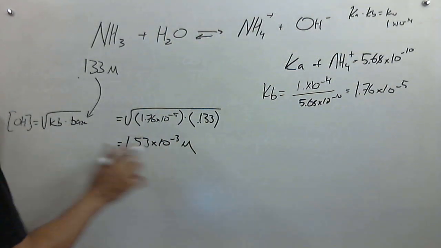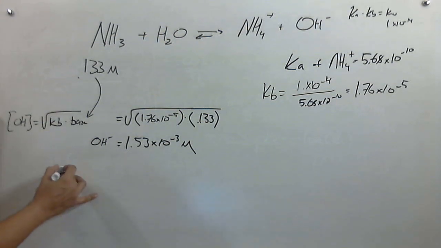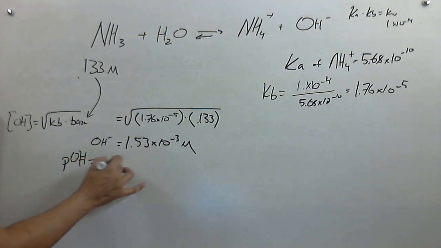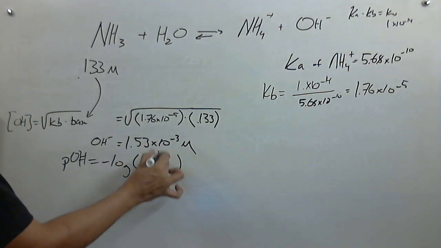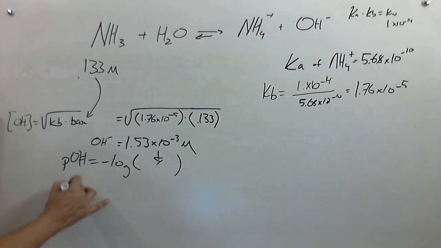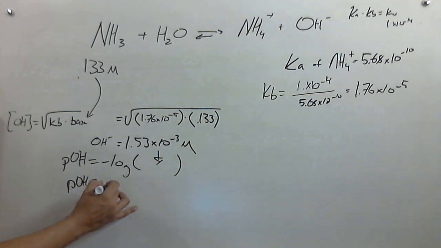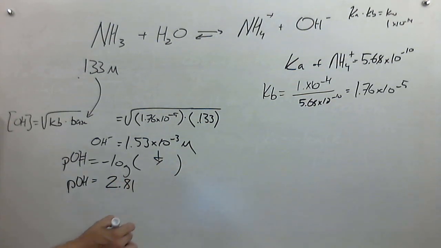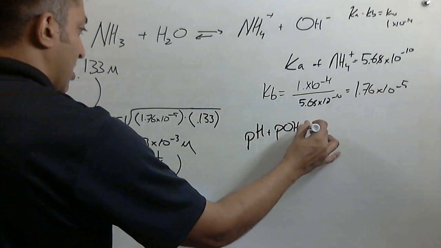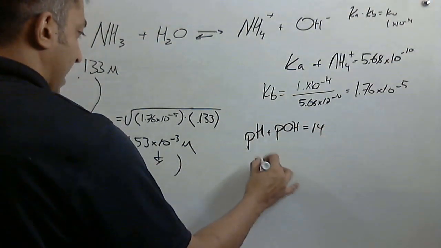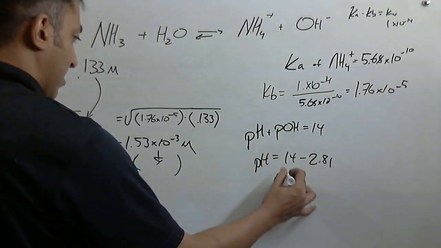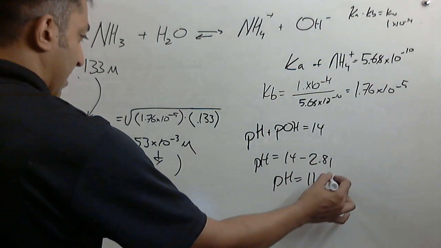Now, this is my OH concentration. I can say pOH equals negative log of this. If I do that, my pOH equals 2.81, and we said that pH plus pOH equals 14. So my pH equals 14 minus 2.81, so my pH should be around 11.18.